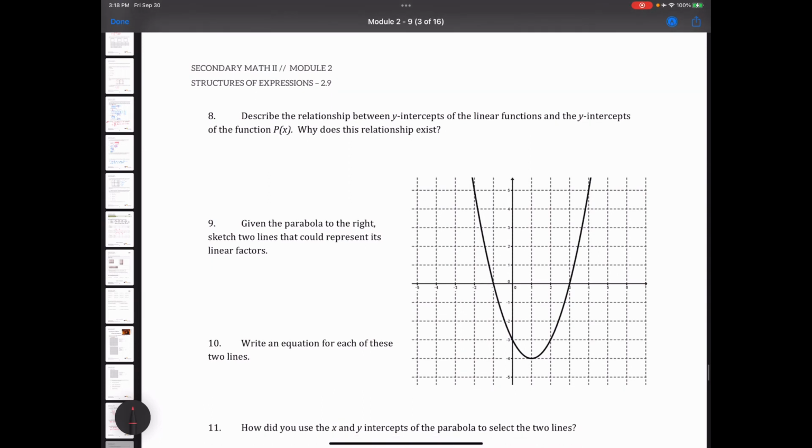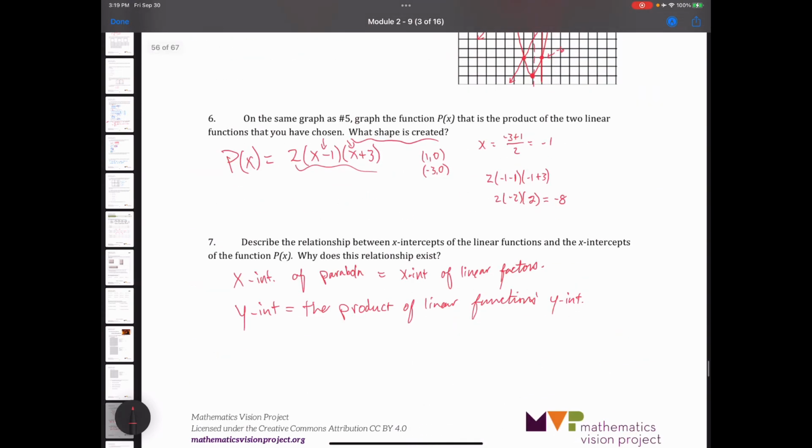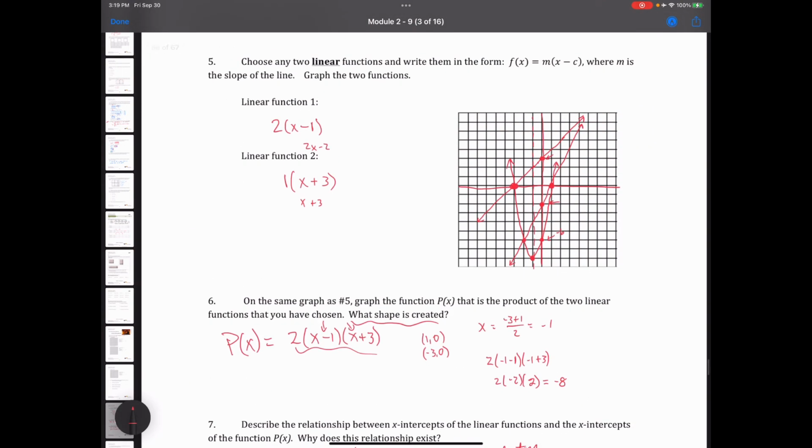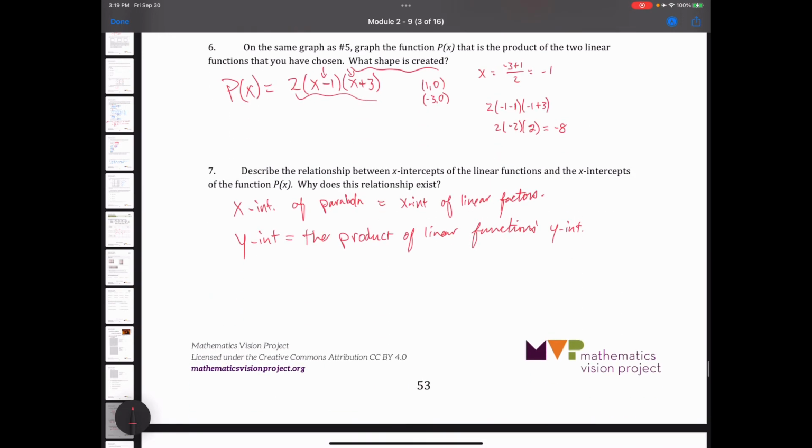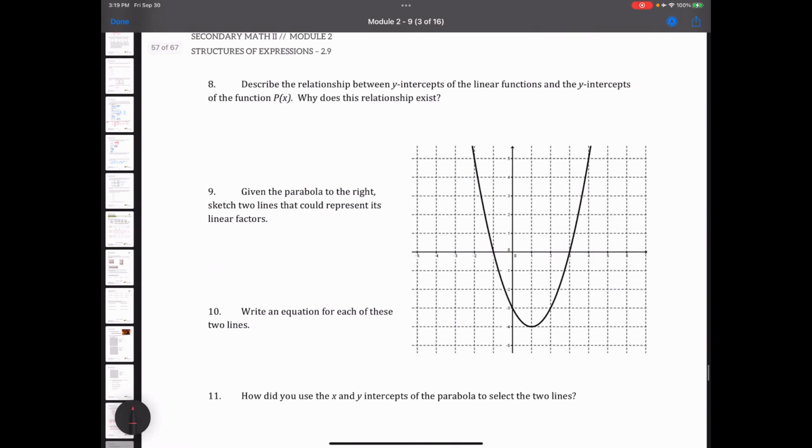So now what we could say is describe the y-intercepts. Oh, we already did that. Look at that. The y-intercepts are multiples, right? So the y-intercept of my linear functions multiply to the y-intercept of the parabola. That's fascinating. Okay, number 9.